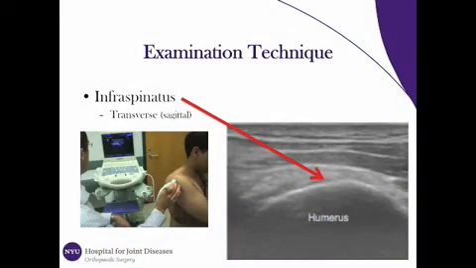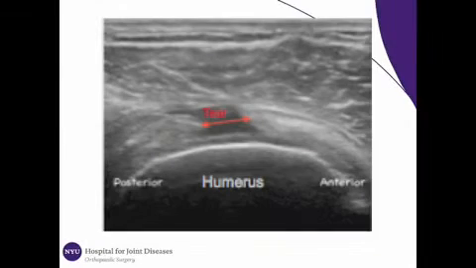The infraspinatus is then imaged in the transverse plane. Again, this is done with just a slight rotation of the patient on the swivel stool and a 90-degree orientation of the probe. This will produce the image seen on the right-hand side of the screen. The infraspinatus is demarcated by the red arrow. A tear would be recognized as a dark or hypoechoic region within the tendon substance. Both partial and full-thickness tears can be detected.